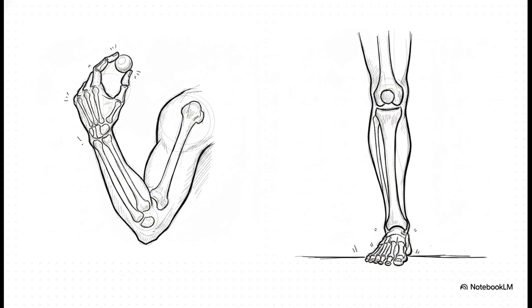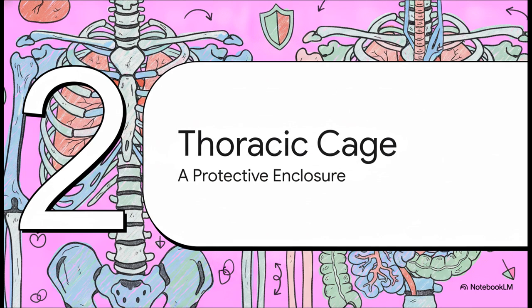But then look at the lower limb. That is our biological landing gear. It's built entirely for locomotion and carrying our body weight. So naturally, the bones have to be much larger, the joints are incredibly stable, and the anti-gravity muscles are super developed. Form follows function.